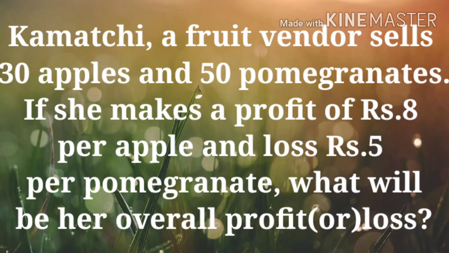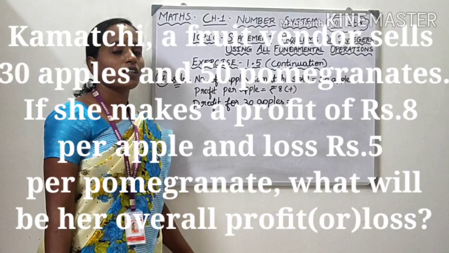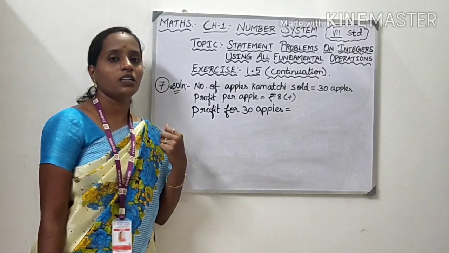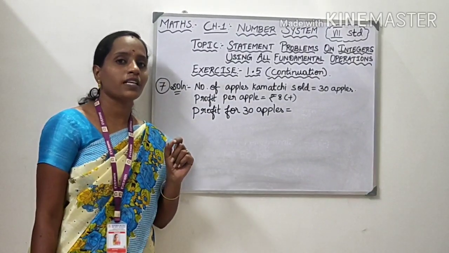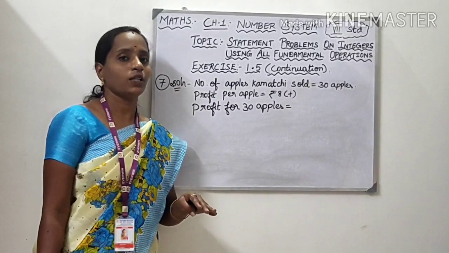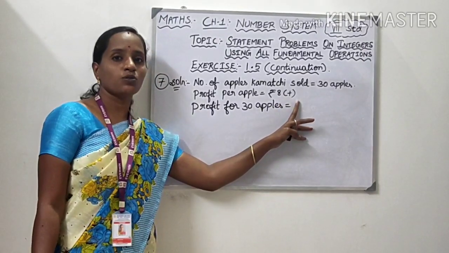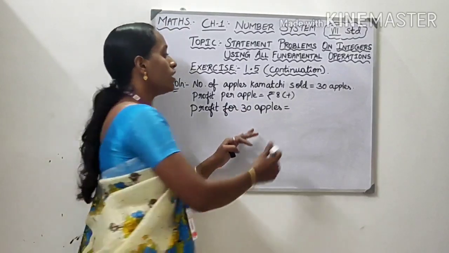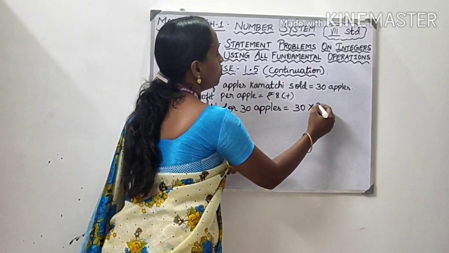Kamachi, a fruit vendor, sells 30 apples and 50 pomegranates. If she makes a profit of rupees 8 per apple and a loss of rupees 5 per pomegranate, what will be her overall profit or loss? Here from the question we come to know that number of apples Kamachi sold is 30, and in the question it has given profit per apple is rupees 8. Here in this question we are going to consider profit as a positive and loss as a negative one. So here rupees 8 we can denote using the plus sign, and we are going to find out profit for 30 apples. So we can multiply 30 into 8.